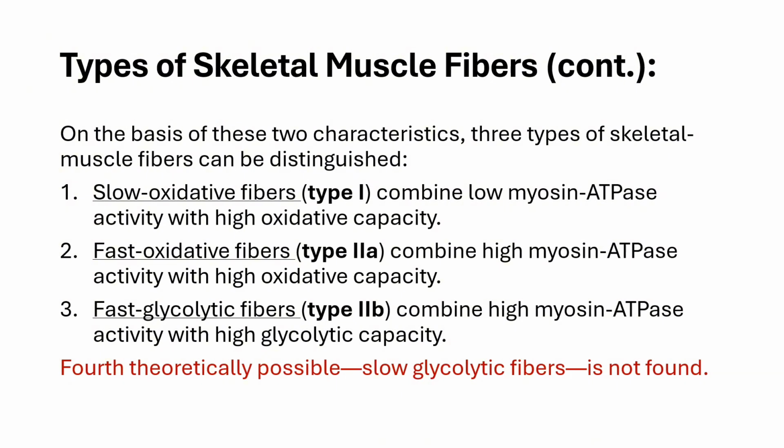It makes them ideal for prolonged activities like maintaining posture or long distance running. They are fatigue resistant due to their reliance on aerobic metabolism. Number two is fast oxidative fibers, which are also called type 2A. These fibers have high myosin ATPase activity, which allows for rapid contraction along with high oxidative capacity.